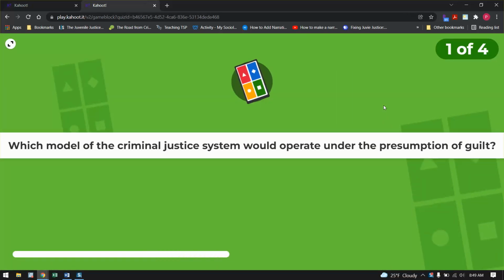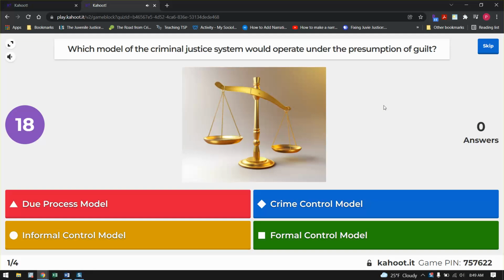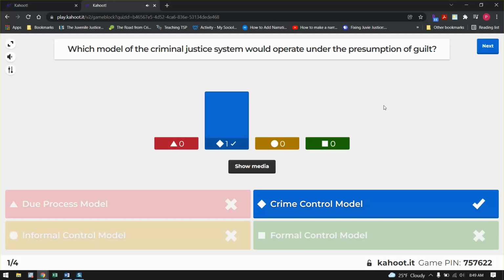So the first question is asking about the different models of the criminal justice system. If you recall in lecture, we talked about our system being on these two scales, and we have a balance, and we swing between these two pendulum extremes. On the one side, you have the due process model, on the other side, you have the crime control model. And the model that operates under the presumption of guilt is the same model that would really emphasize efficiency in our system. And that'd be the crime control model.